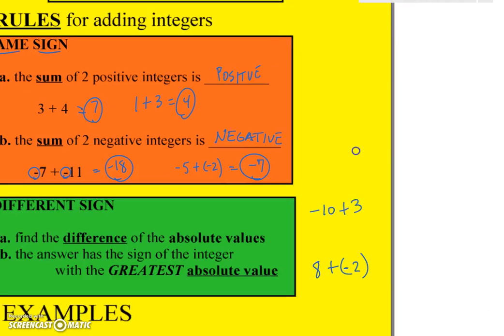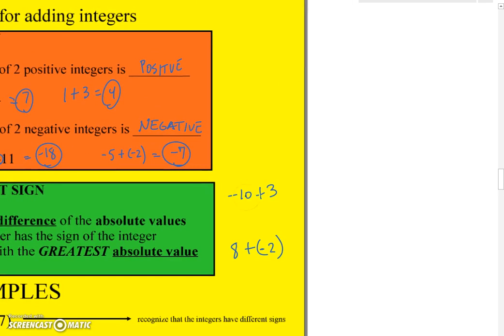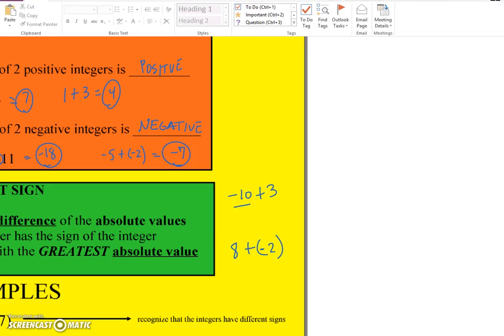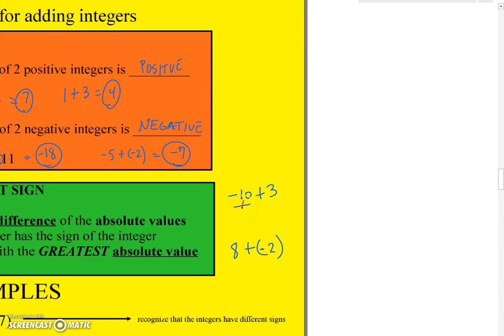Here's what I would say. The best way to do it is this. Make both of these numbers positive, or take the absolute value of both. Well, that's going to be 10, right? And 3 is already positive, and then you subtract them, a bigger number minus a smaller number. Well, 10 minus 3 gives us 7. And then you take the sign of the number with the greater absolute value. In this case, 10 is obviously greater than 3, so we're going to take the negative sign, and it's going to give us negative 7.